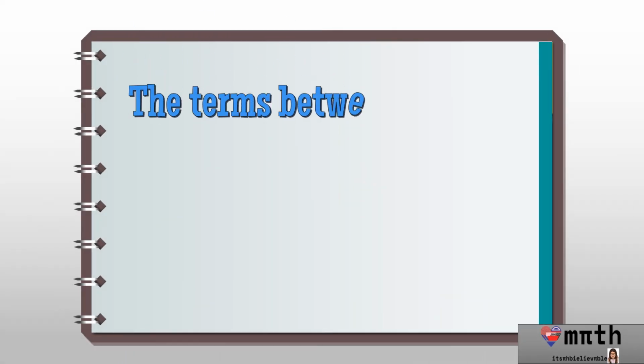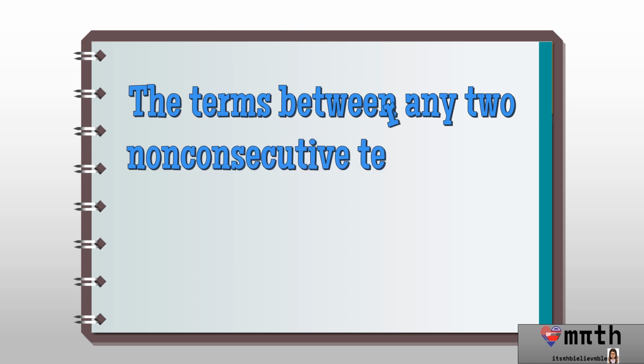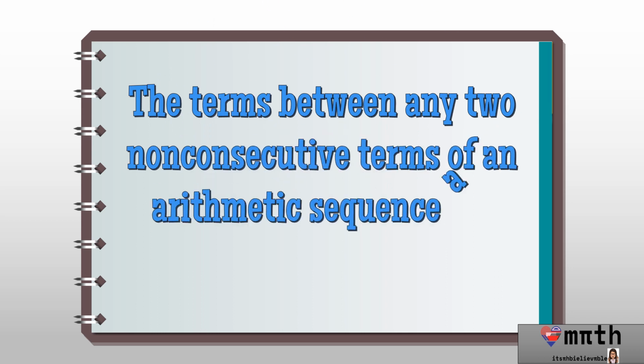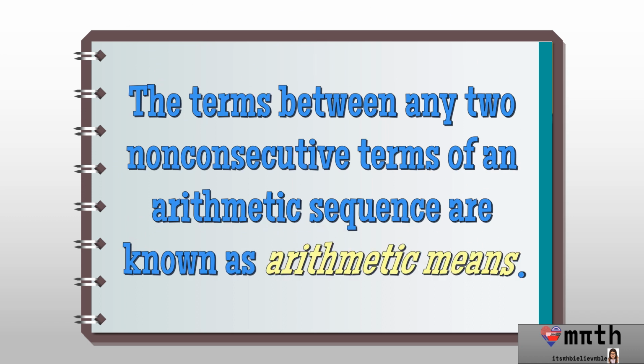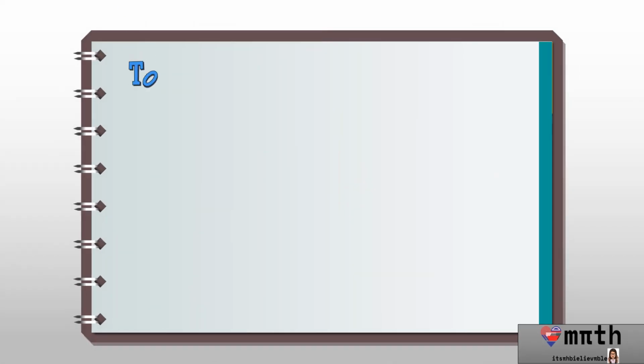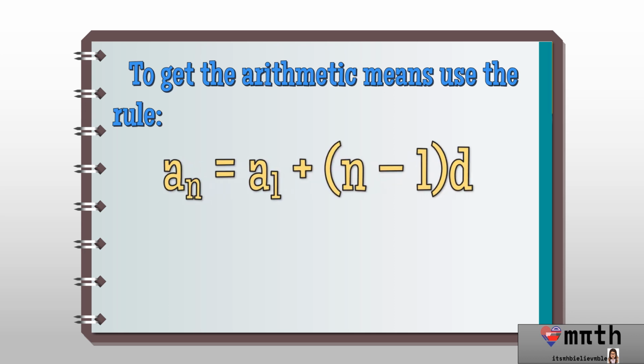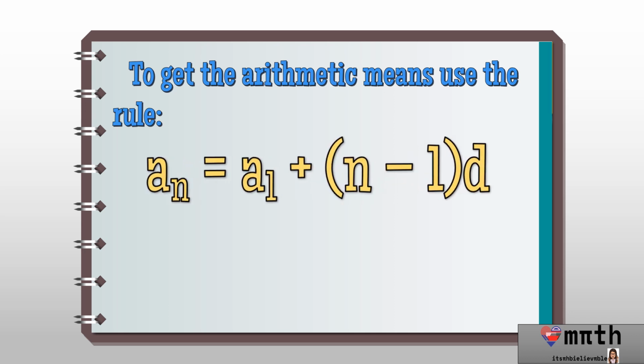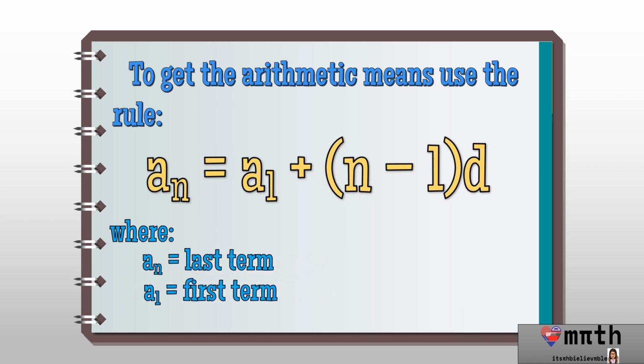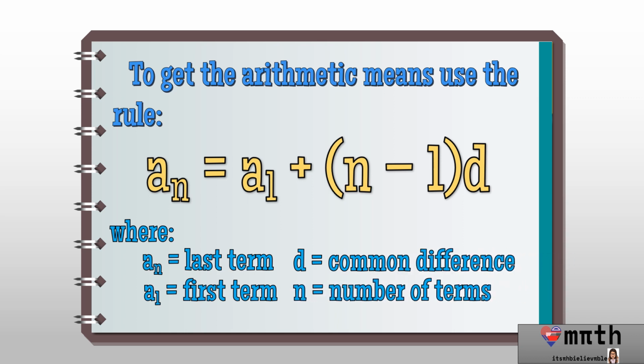By definition, the terms between any two non-consecutive terms of an arithmetic sequence are known as arithmetic means. To get the arithmetic means, we're going to use again the formula of the arithmetic sequence, which is a sub n is equal to a sub 1 plus n minus 1 multiplied by d. Wherein a sub n is the last term, a sub 1 is the first term, d is the common difference, and n is the number of terms.